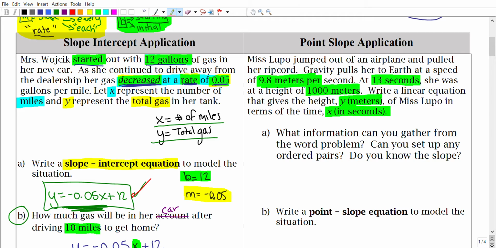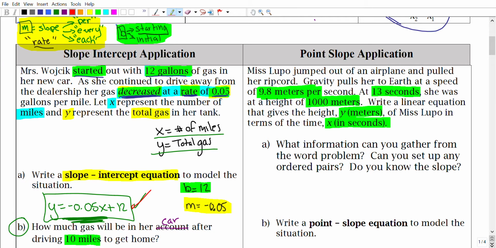Okay, so it says, what information can you gather from the word problem? Can you set up any ordered pairs, or do you know the slope? Well, let's go ahead and look up here real quick. We know that to find slope, we need to look for one of these keywords, and I saw per. Per is one of our keywords here, right? We saw it right there. Whoa, that's not good. Not the color I wanted. Okay, let me use a different color.